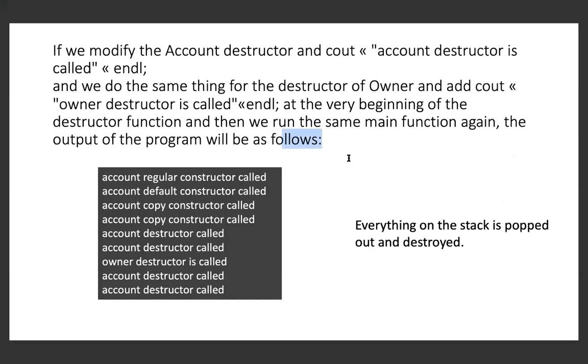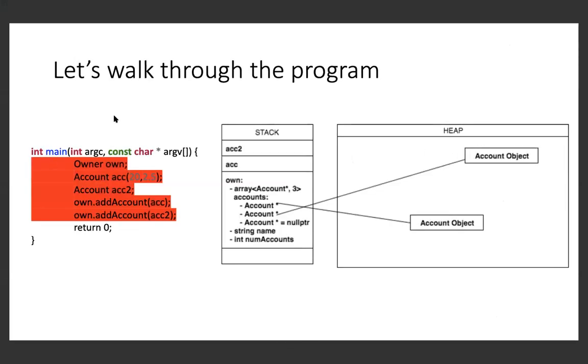Going back to memory, this is the memory. It is logical because if you look at the memory, in total, we have 4 account objects. We have ACC, we have ACC2, and we have 2 account objects on the heap. When we are destroying the owner object, in the destructor we are going through every element inside the accounts array. We are checking if the pointer is not equal to nullptr, which means it's pointing to an object that we created. So we go to that object and delete it.